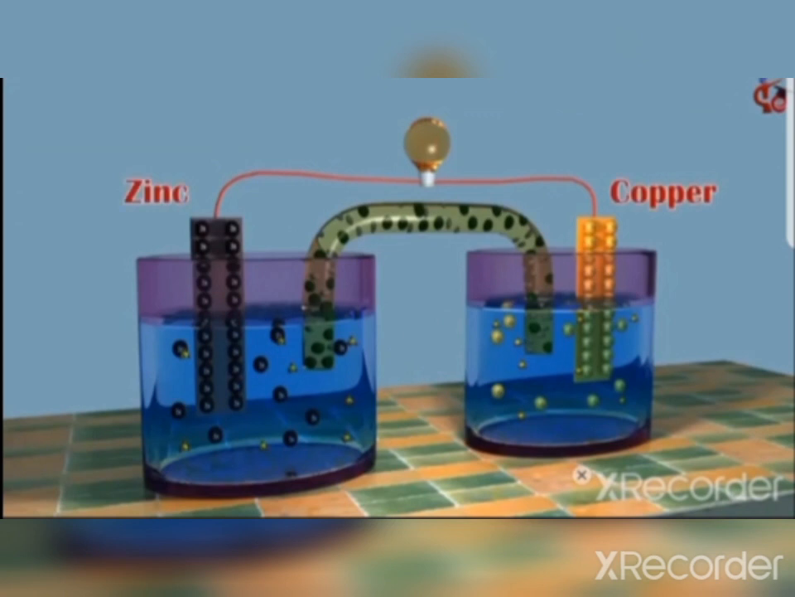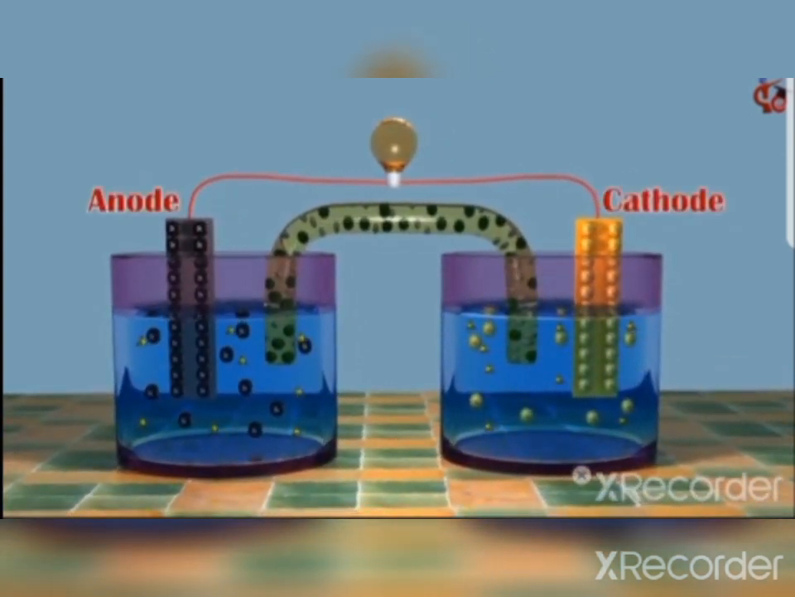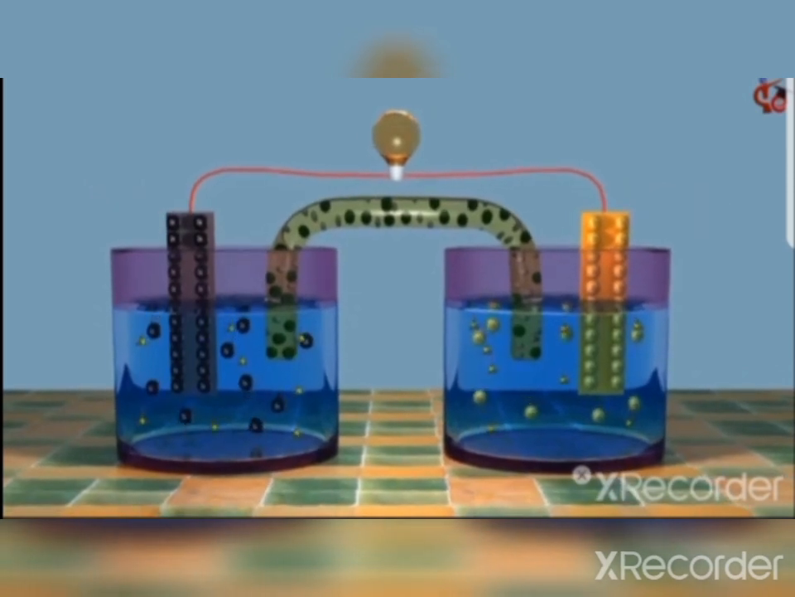A useful galvanic cell can be constructed by using zinc and copper. The anode is zinc rod dipped in a zinc sulfate solution.